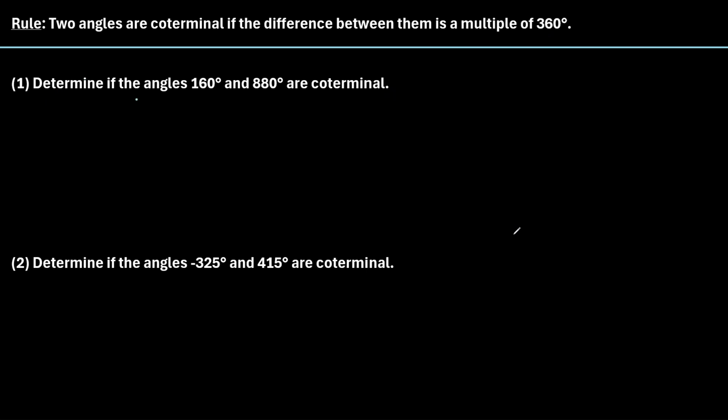Example 1 says, determine if the angles 160 degrees and 880 degrees are coterminal. So what we can do is take the larger angle, 880, and just subtract the smaller angle of 160, and we'll see if we get a multiple of 360. So we'll say 880 minus 160. 0 minus 0 is 0. 8 minus 6 is 2. 8 minus 1 is 7. So 880 degrees minus 160 degrees is 720 degrees.